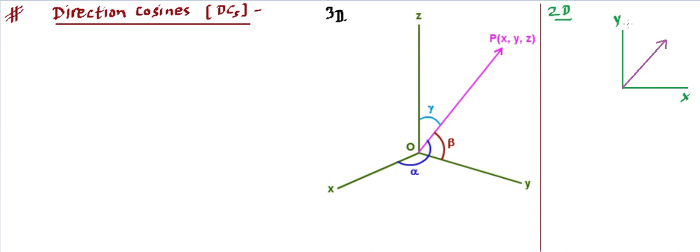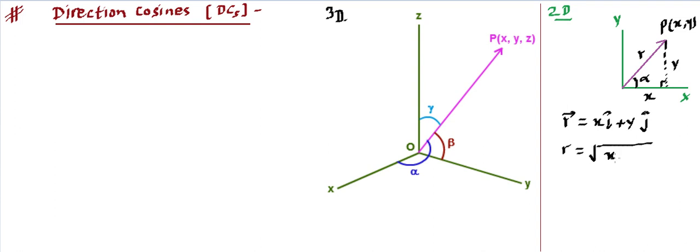Let's say this is the x coordinate, y coordinate. So the xy plane is this plane of the board, and this is any point P, so its coordinates are x comma y. If we drop this perpendicular over here, we can measure what this angle is. Let's say this angle is alpha. So this is going to be y, this is going to be x. Moreover, this is going to be the r vector, so we can say this r vector is equal to xi plus yj, whereas the magnitude of r is going to be the square root of x square plus y square. We have talked about this initially in vectors.